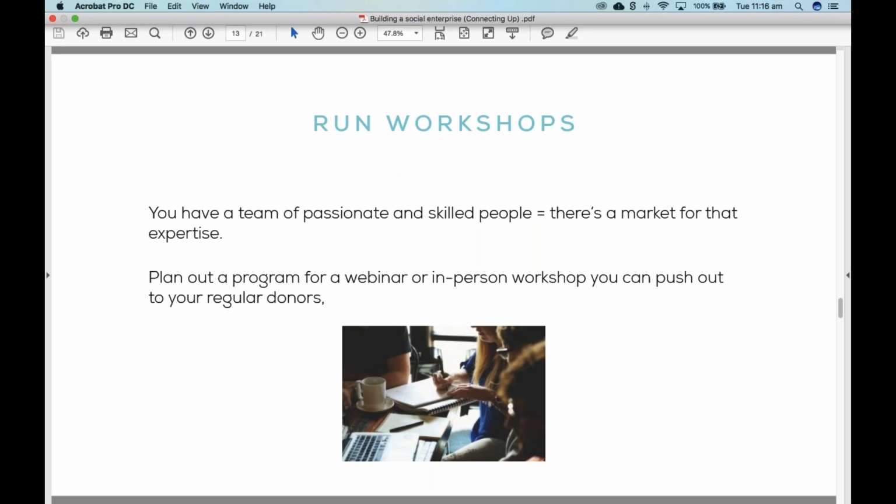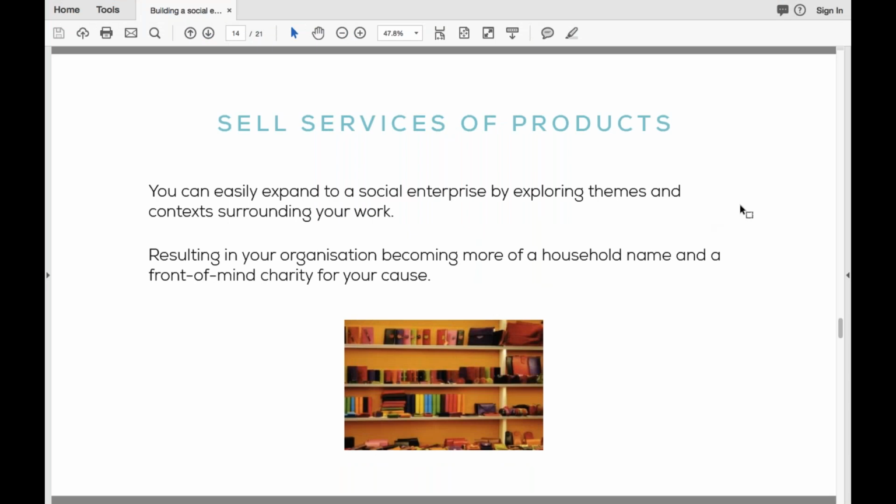So play to your strengths. What does your business do best? How can others learn from that? Certainly food for thought. You can sell services or products that relate to your cause.